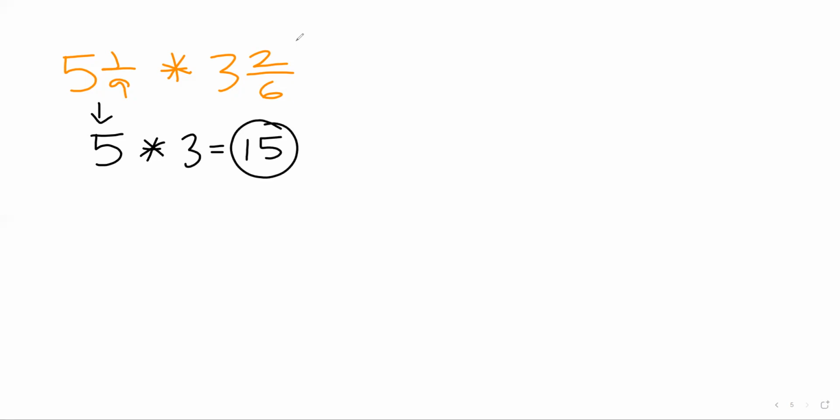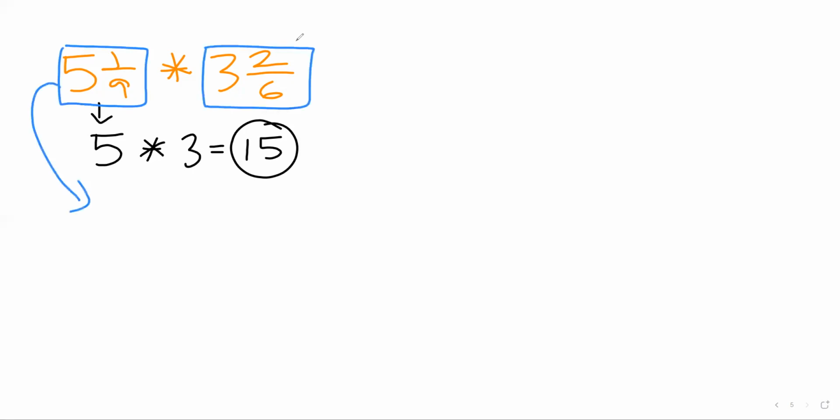Now I'm going to go ahead and convert these into top-heavy fractions. So 9 times 5 is 45 plus 1 is 46/9. Multiply that by 20/6. These are big numbers. Okay, that's okay. I can do this.